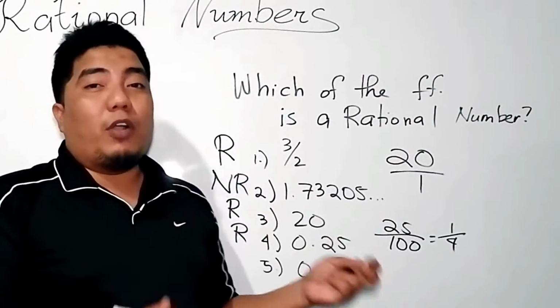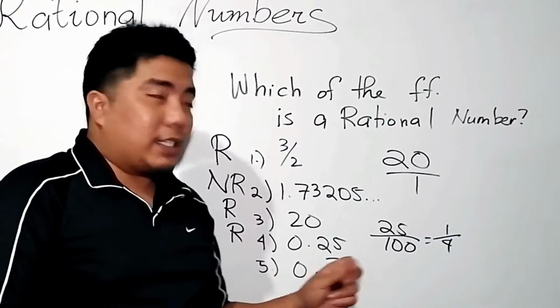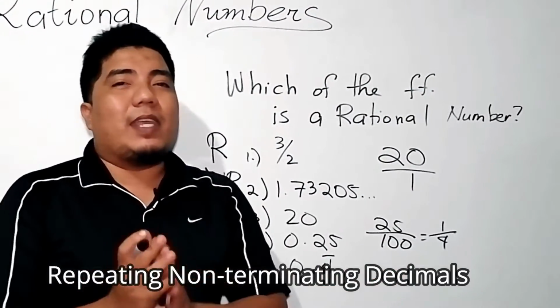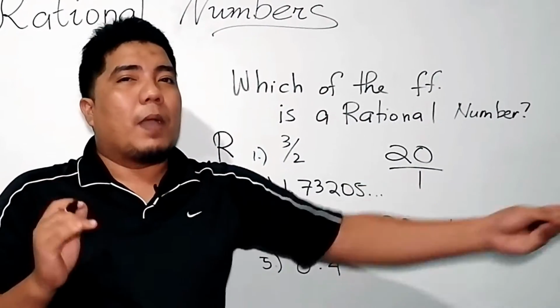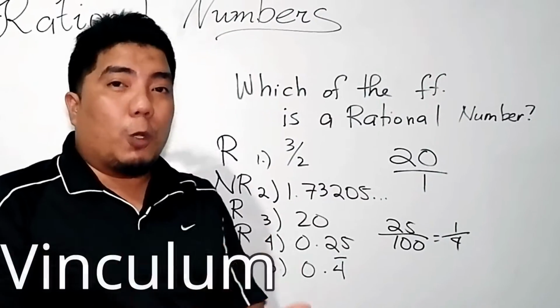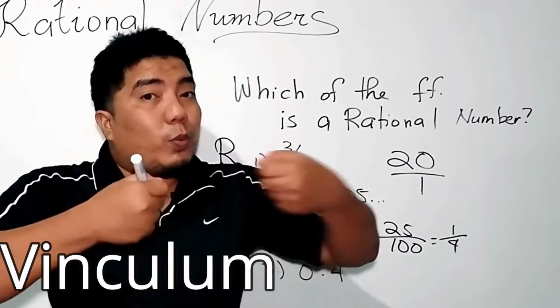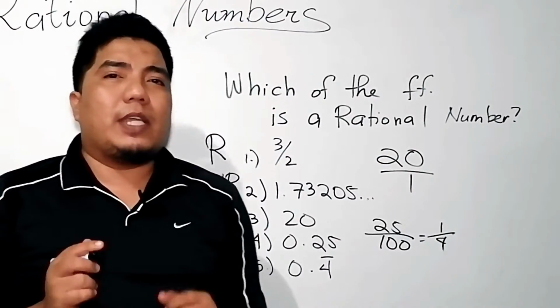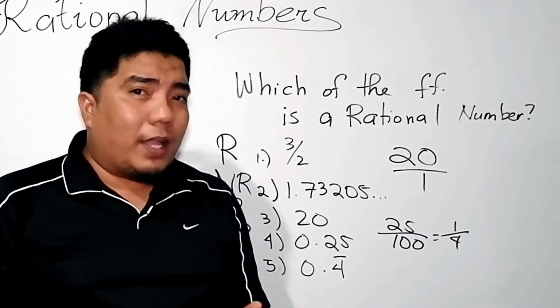We have 0.4444, which is what we call repeating but non-terminating. When we say non-terminating, it doesn't stop. But it is repeating because of this bar here, what we call the vinculum, which means that it will repeat. So, 4444444. Now, the question is, how do we convert this one?